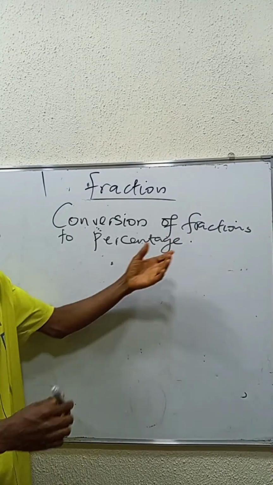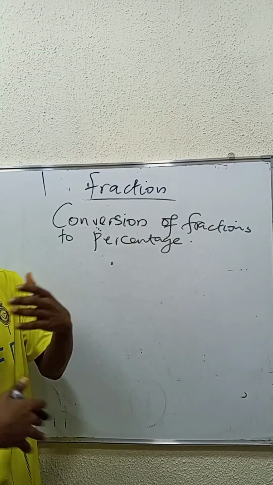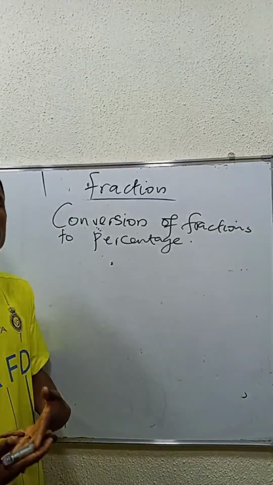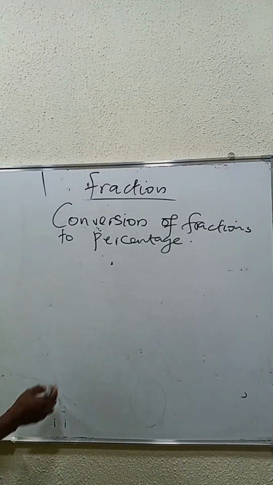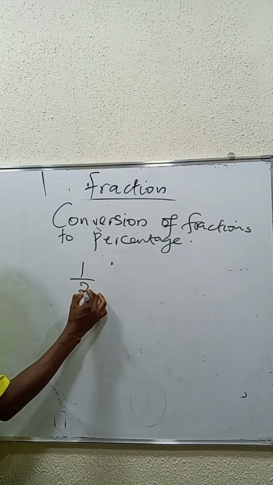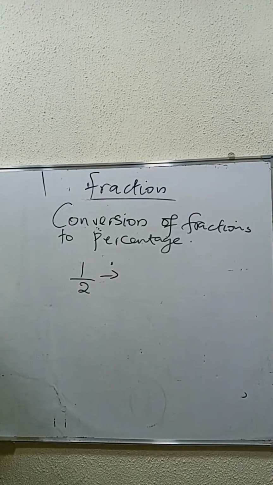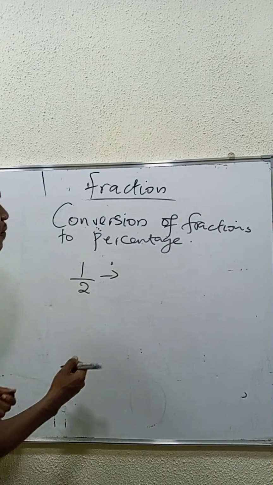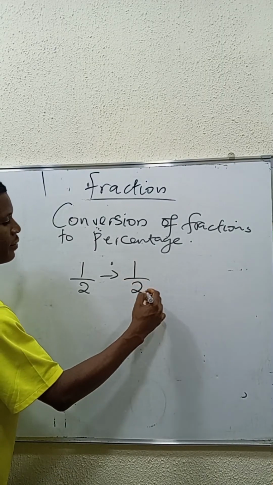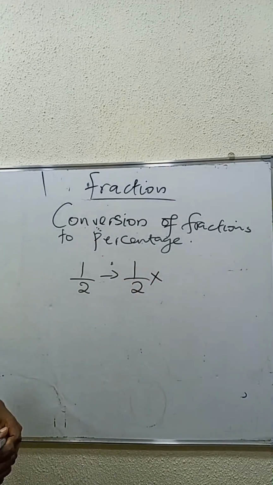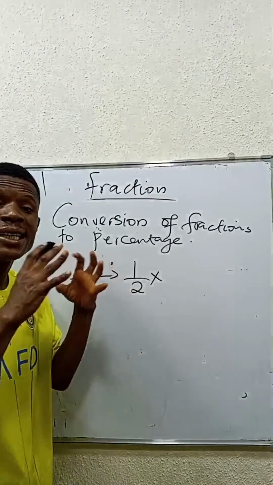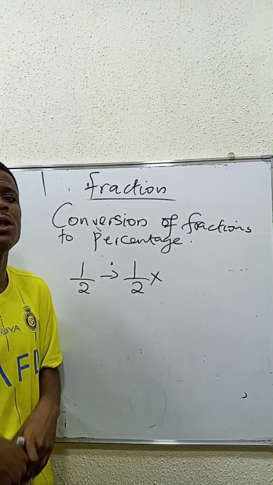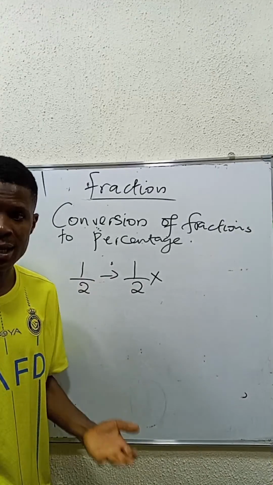Remember, percentage is a form of fraction where the ratio is in terms of 100. So let's say, for instance, we have this fraction 1/2, and you are trying to convert this fraction to percentage. Okay? To convert any given fraction to percentage, do you know what to do? Multiply that fraction by 100. Once you are done multiplying by 100, simplify and your answer is out.